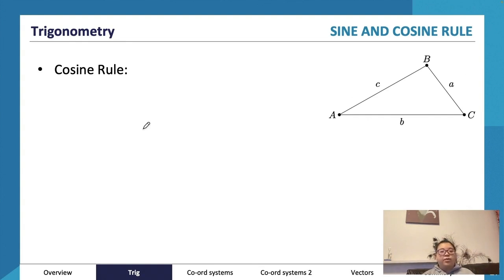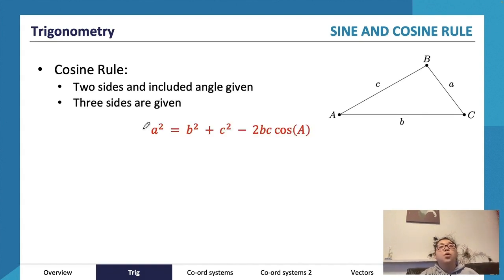Even if it does involve a right angle, these are still applicable, but I guess it cares more for the side which doesn't have that right angle in there. So what we're going to have here is the cosine rule, which is used when there's two sides and an included angle, or if three sides are given. And what it is, it's going to be a squared equals b squared plus c squared minus 2bc cos A.